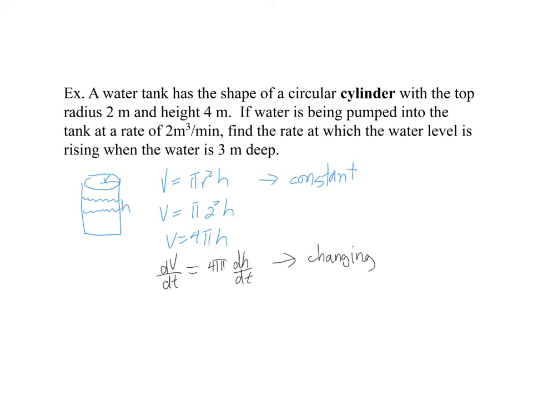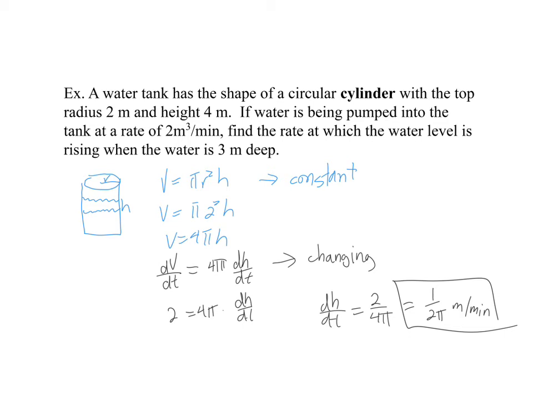So for this one, we're looking for dh/dt. They give us dV/dt is 2. So for this case, if we solve for dh/dt, we would have 2 divided by 4 pi. Or we could simplify it to just 1 divided by 2 pi. And our units would be, it's a height, so it'd be meters per minute.